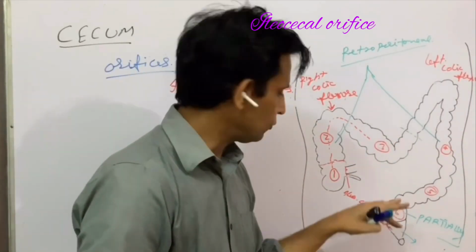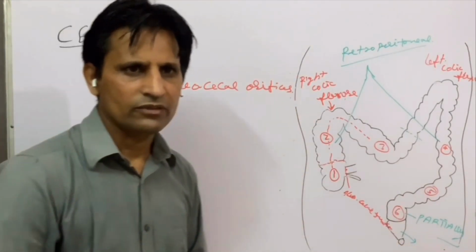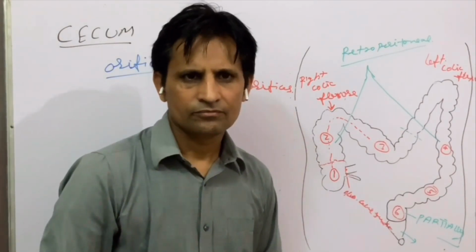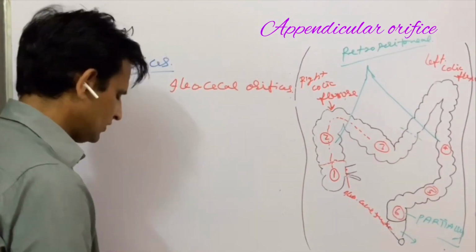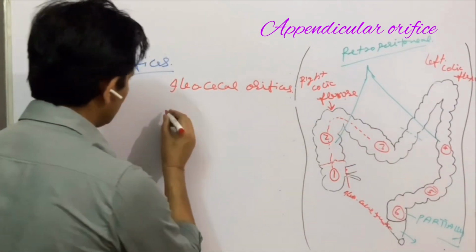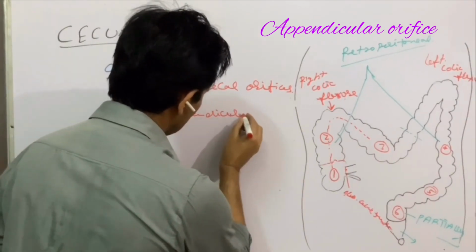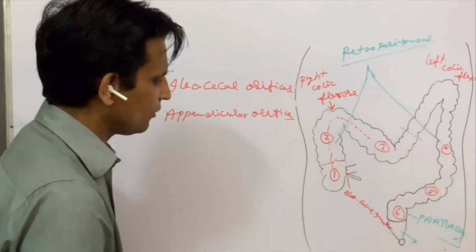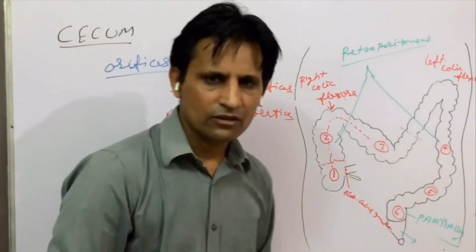Just below, around 2 centimeter below this ileocecal orifice, there is one more orifice, and that is the orifice of the appendix, known as the appendicular orifice, right? So there are two basic orifices. One is the ileocecal orifice, and the second one is the appendicular orifice.